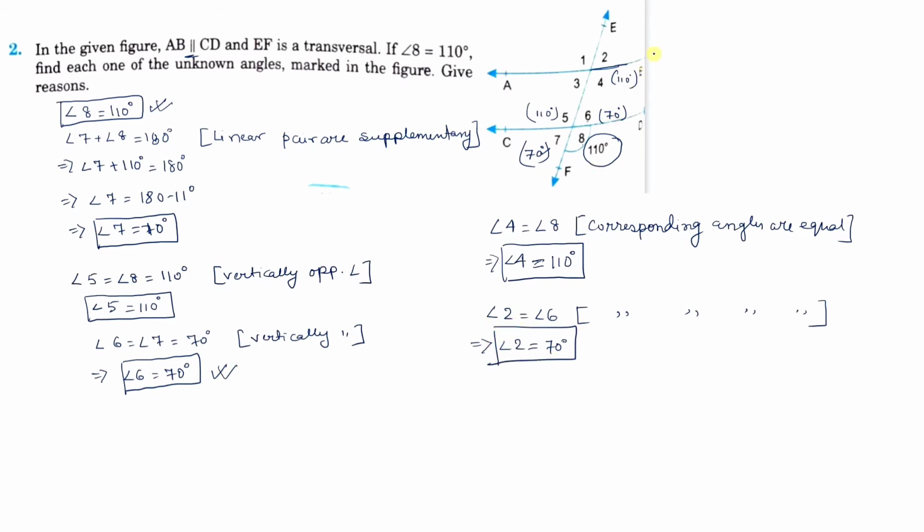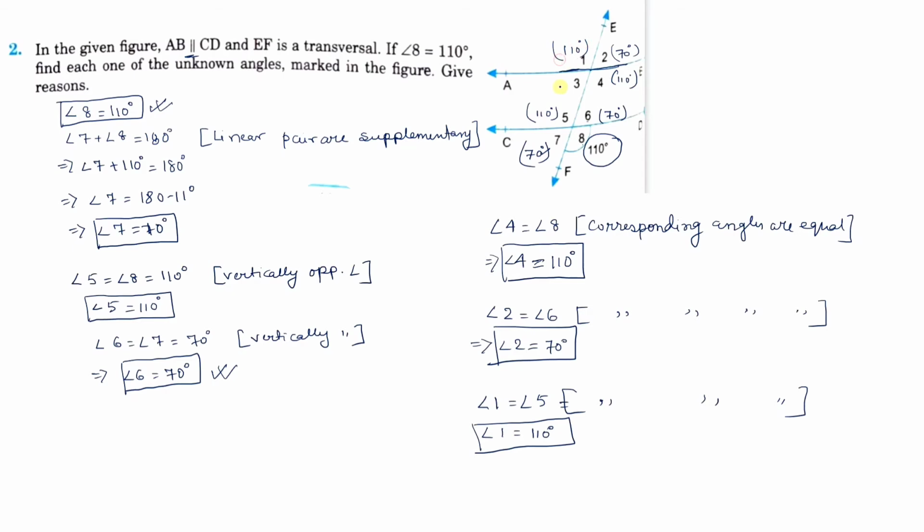Next, find out the angle 1 and 3 using the same property, corresponding angle. Look at this, angle 1 is above this line and angle 5 is also above this line. So angle 1 equals angle 5, the reason will be same. Okay, and angle 1 equals how much? 110 degree. So we have got 110 degree as angle 1.